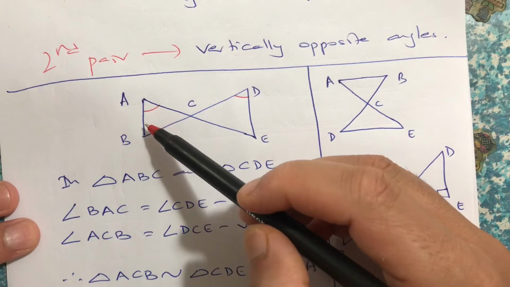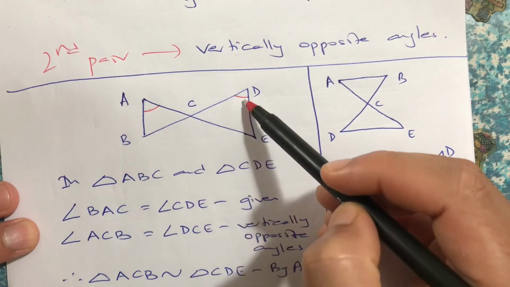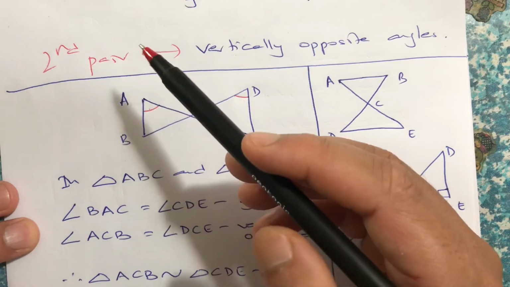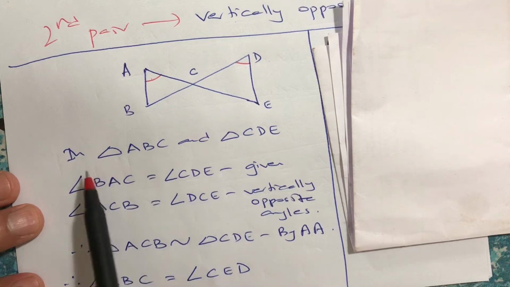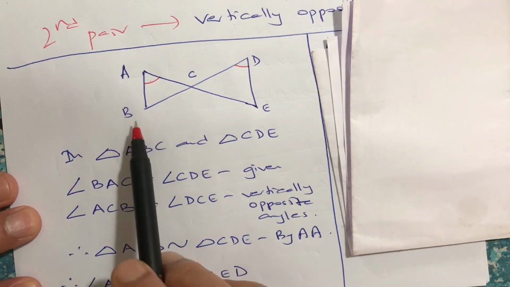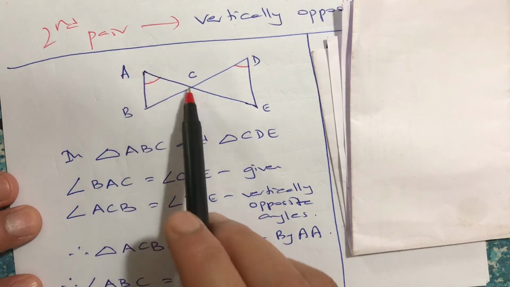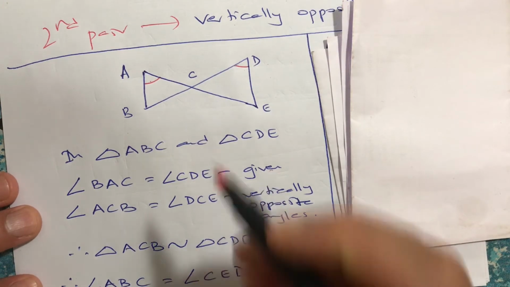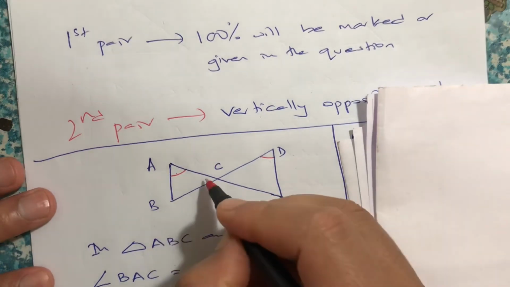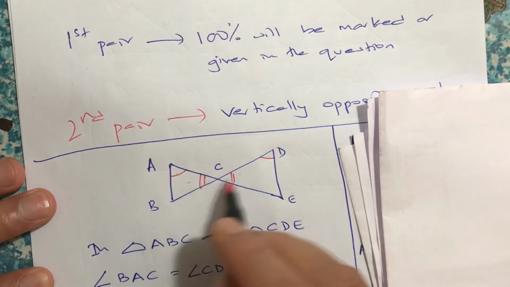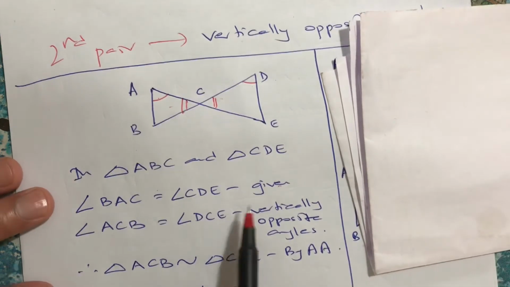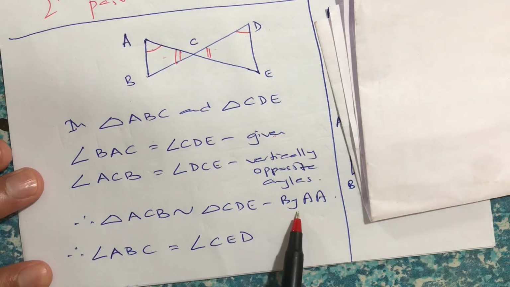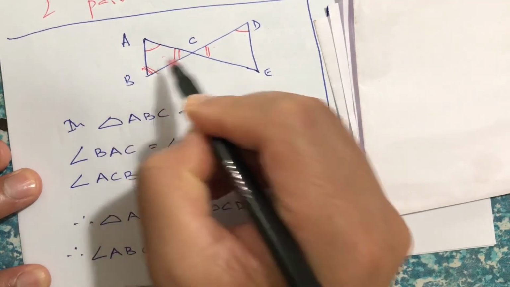Okay, so let's say it is this figure, and let's say like in the previous sum, this is already marked for us. If it's not marked, you read the question, it will be given to you in the question itself. Now in these two triangles, I can say in triangle ABC, I have angle BAC is equal to angle CDE. Why? It's given. And then when the lines cross, these angles are vertically opposite, so this angle and this angle are vertically opposite angles. And angle ACB is equal to angle DCE. Reason is vertically opposite angles, and then the triangles are similar, and then the third angle automatically becomes equal. So these two are called vertically opposite angles.